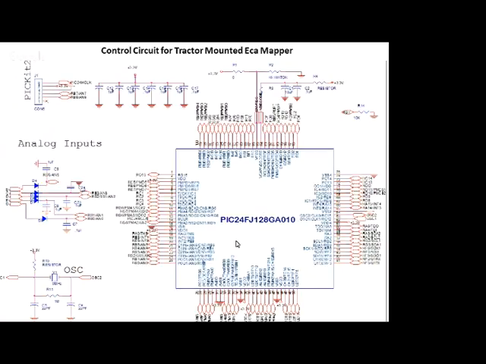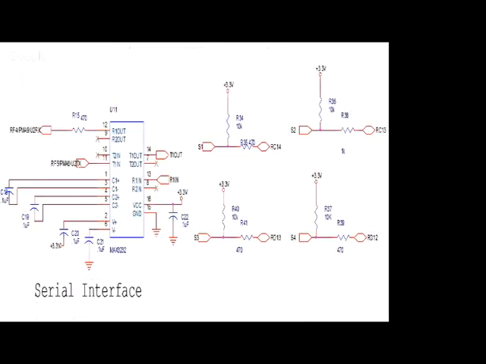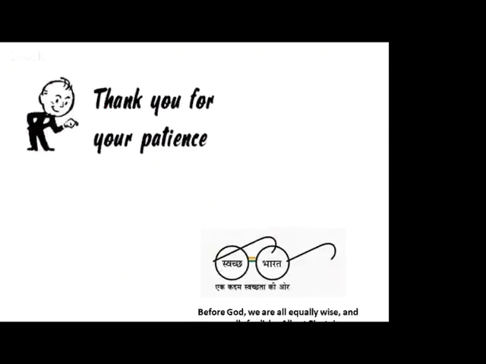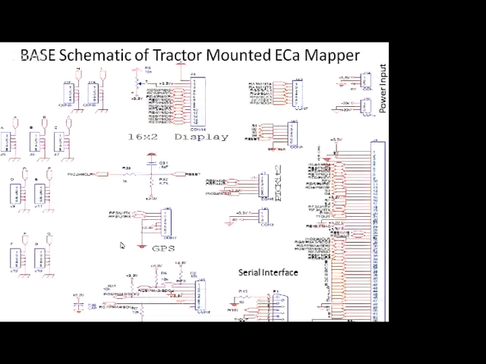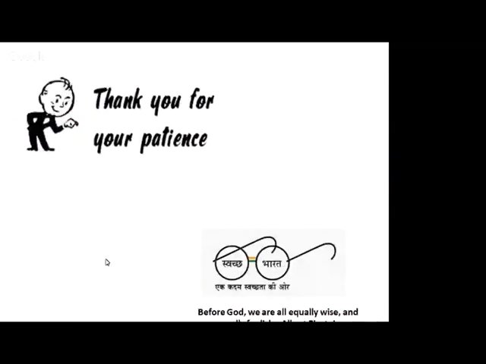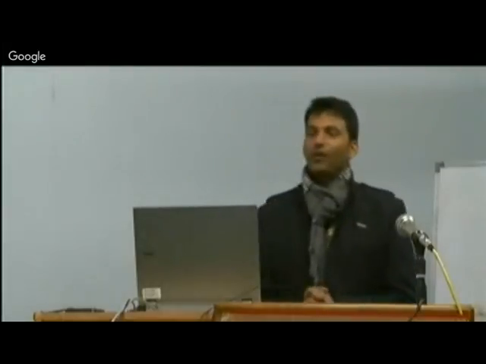PIC 24FJ128 was the 16-bit series that we used, and now we are migrating to PIC 32 and PIC DSP kind of processors, which is underway. So far we have finished almost 50% of it. The remaining 50% is envisaged to be complete by March for this upgradation. So these are all the diagrams, and thank you for your patience at the end of this, and I hope you enjoyed this.